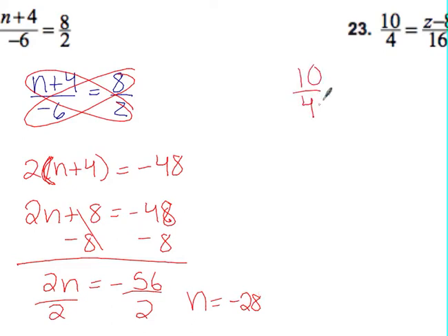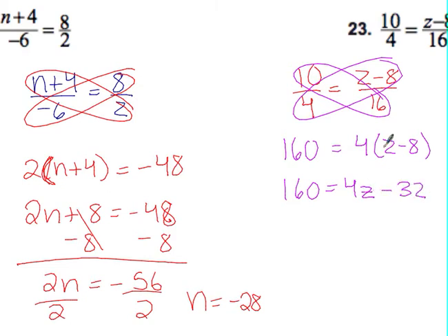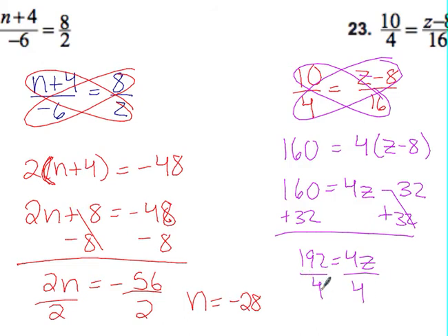Let's take a look at number 23. 10 over 4 equals z minus 8 over 6. Let's get our lassos together. We get 10 times 16 is 160, 4 times z minus 8. Excellent. 160 is going to equal 4z minus 32. We're going to add 32 to both sides, and we get 192 equals 4z. We're going to divide by 4, and we get z to be 48.